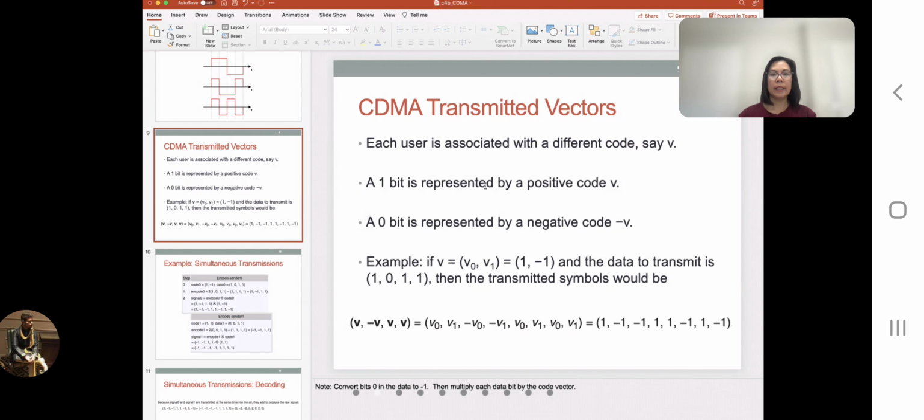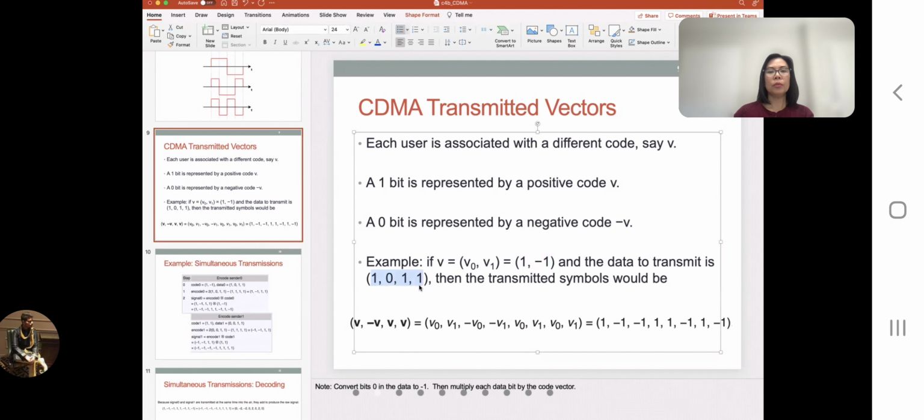So what we're saying here is, given a message, we keep the 1 bits as they are, and the 0 bits are converted to -1. Because if we convert it to -1, then we can encode it using -V. So assume that we have a code V equal to 1, -1, and this is the data to transmit.